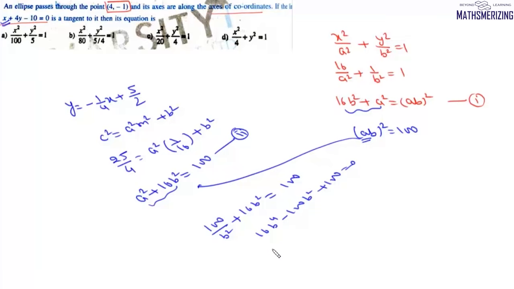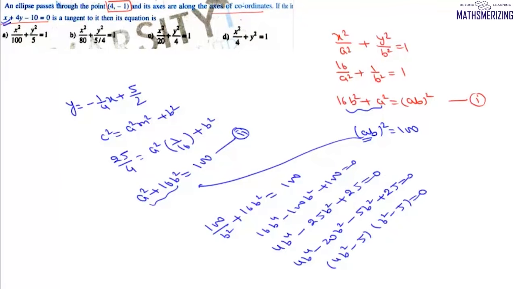So we'll divide by 4 and get 4b⁴ - 25b² + 25 = 0. From here we get the value of b² as either 5/4 or 5. Now if we put b² as 5/4, we get a² as 400/5, so that's 80. And if we put b² as 5, we get a² as 100/5, and that should be 20.